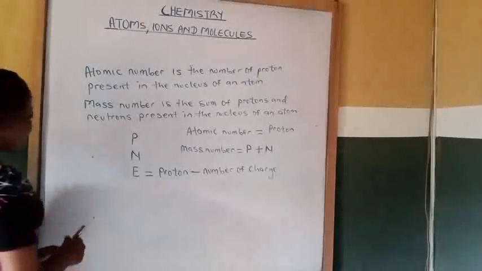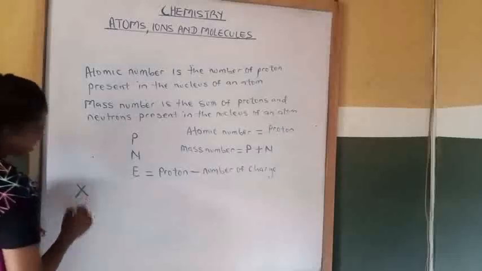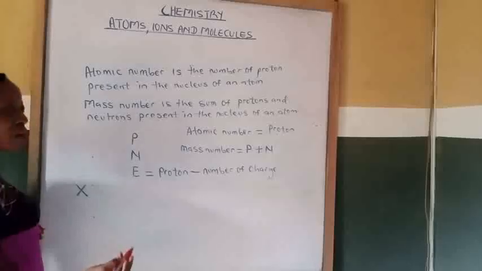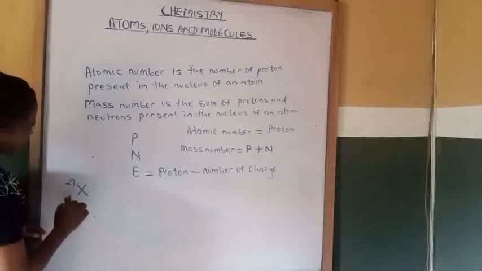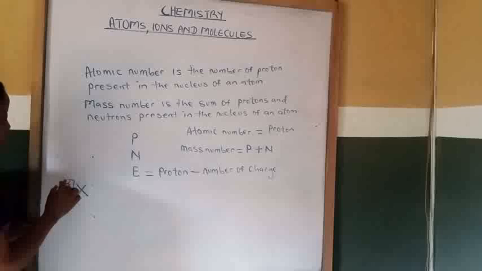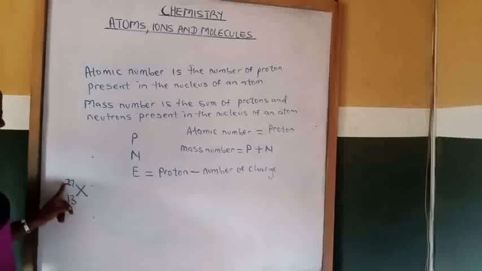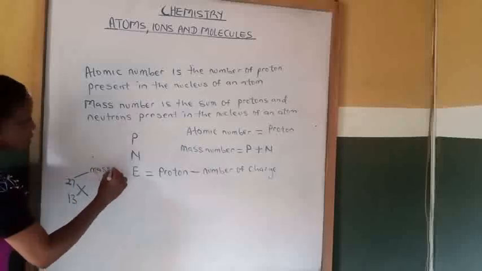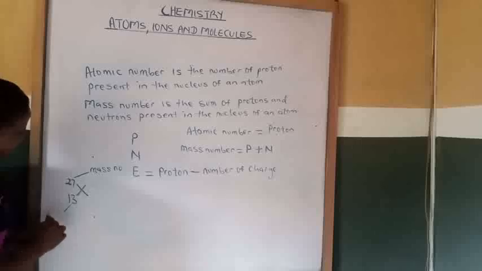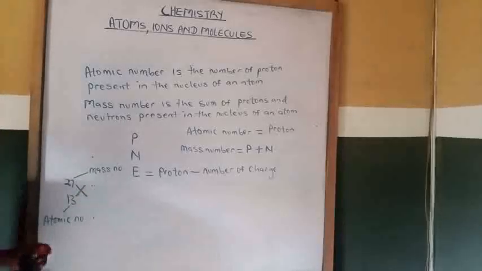So let's take different examples. Let's look at element X with mass number of 27 and atomic number of 13. The number up is always the mass number, while the number down is the atomic number. So the number written up is the mass number, while the number down is the atomic number.